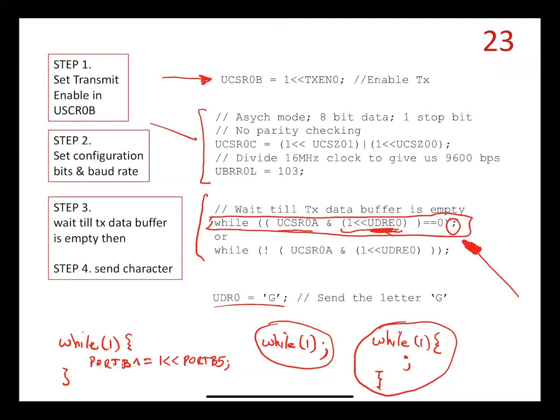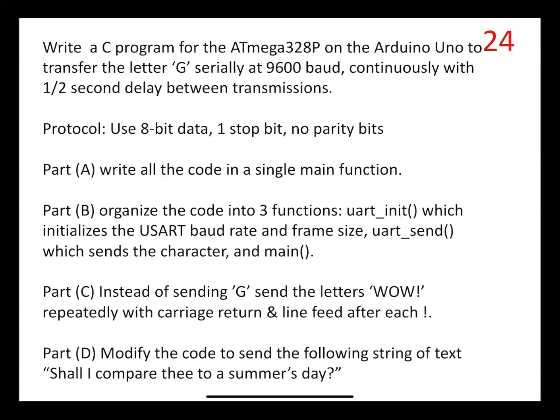Okay. Finally, let me take this and put that into some code. So here's a program, and I'm going to end this class with this. But this is how we're going to start the next class also. So we're going to write a simple C program for the Atmega 328P on the Arduino UNO to transfer the letter G serially. And I just got this example from your textbook.